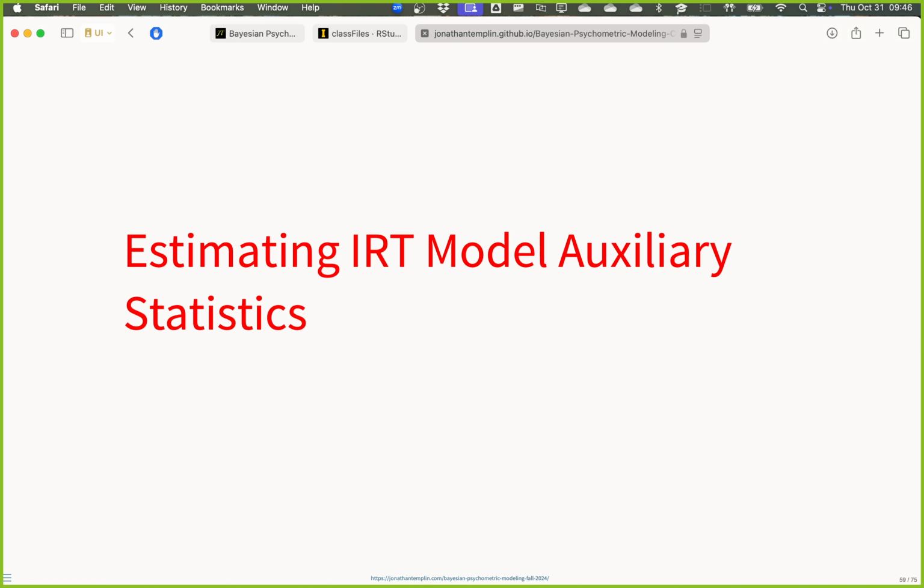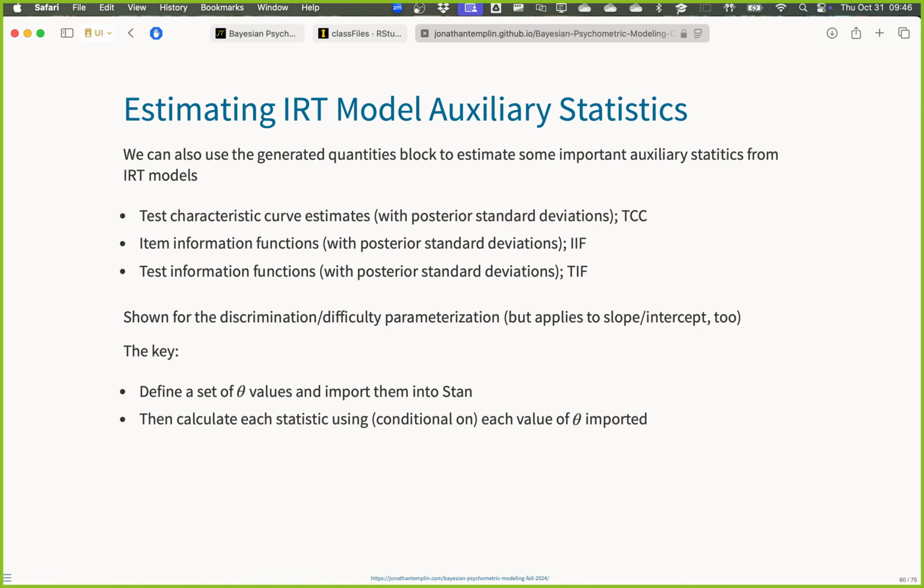Next, IRT is full of extra stuff. So let's calculate some extra stuff in IRT. What am I talking about? Well, a lot of times we want to take our IRT model results and construct things like test characteristic curves, which is the comparison of the latent trait value with the sum score itself, the expected score.